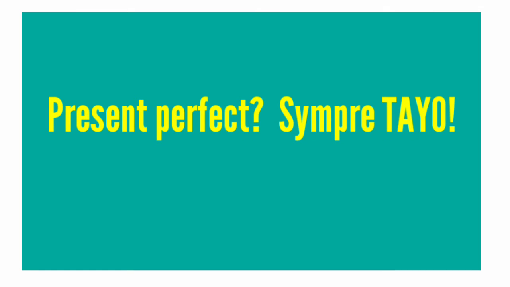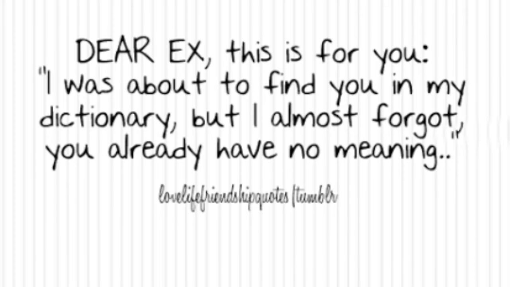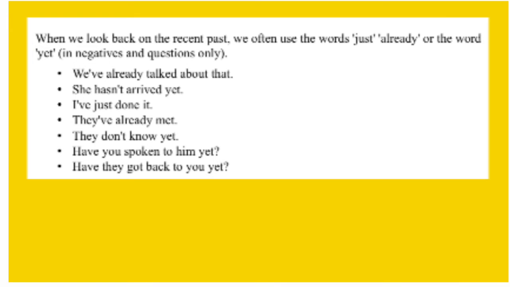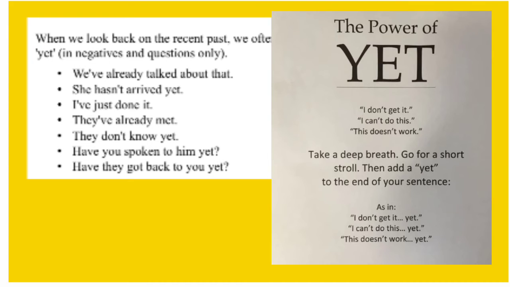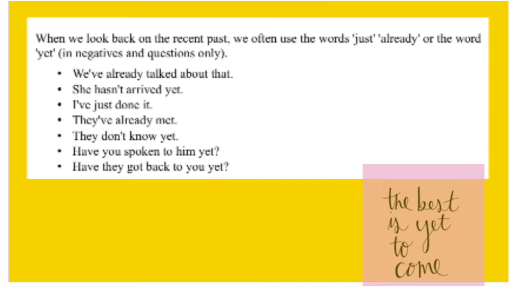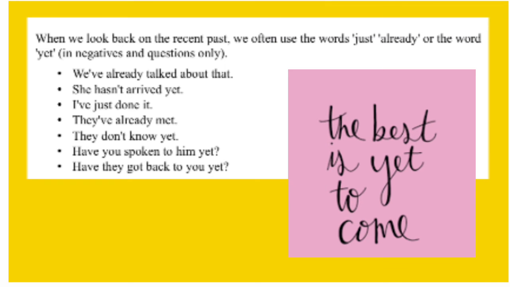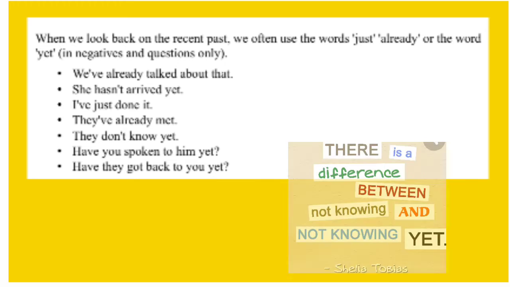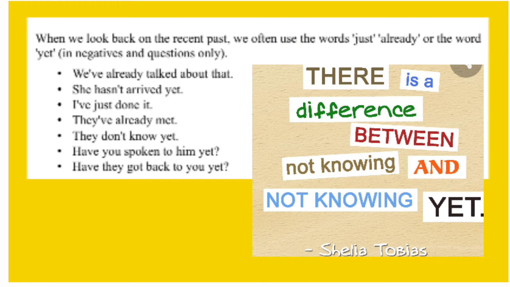When we use the present perfect to look back on the recent past, we often use the words just, already, or the word yet in negatives and questions only. Examples: We've already talked about that. She hasn't arrived yet. I have just done it. They've already met. They don't know yet. Have you spoken to him yet? Have they got back to you yet?